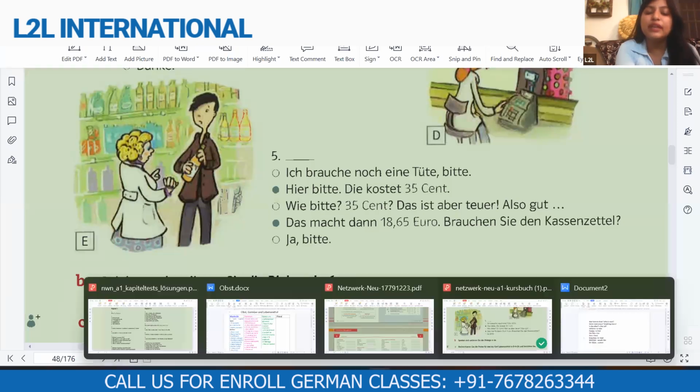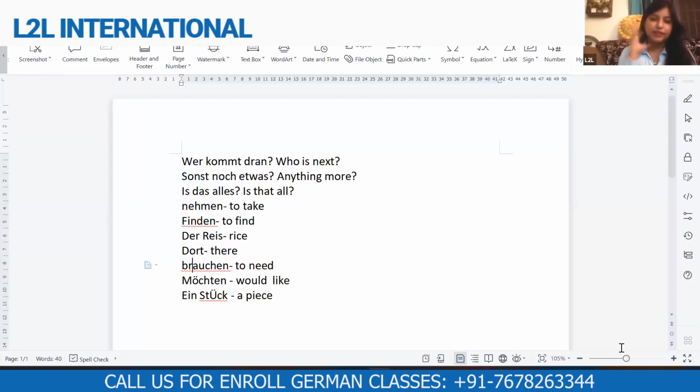Okay, in German, if you are not able to understand something in one go, if you have a confusion, and if you want that person to repeat whatever he said, then we say wie bitte. Yeah, wie bitte is like pardon. Wie bitte is equal to pardon in English.